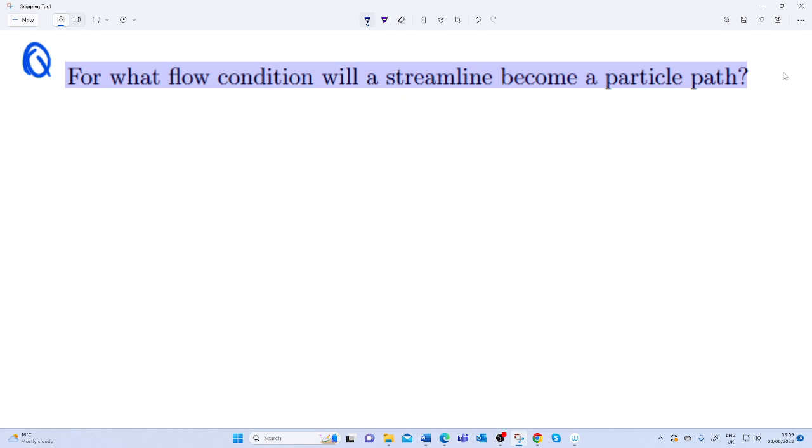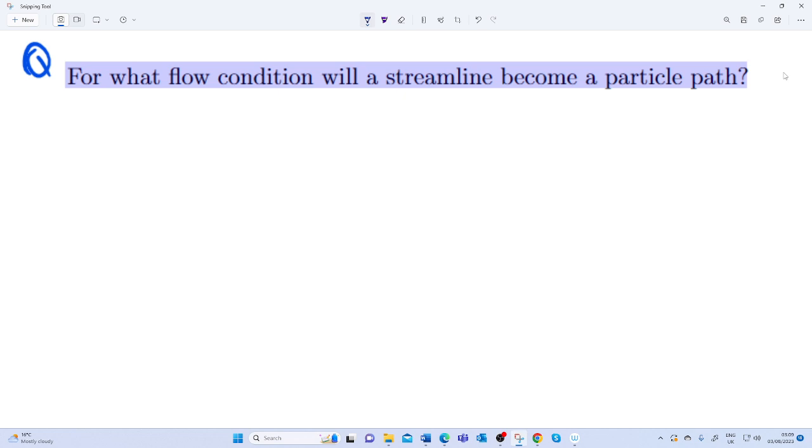Also, number two, which is incompressibility of the flow, which means that incompressible flow implies that the density of the fluid remains constant throughout the flow. This condition ensures that the streamlines do not change shape or spacing as the fluid moves, and they accurately represent the path followed by the individual fluid particles.